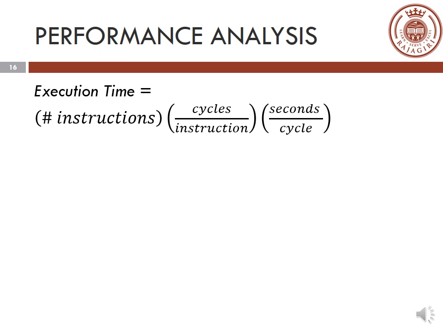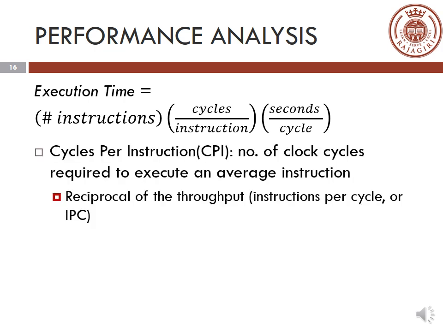That depends on the instructions. A program has a number of instructions, so the time depends upon the number of instructions. That's your first factor, multiplied by cycles per instruction. That means the average number of clock cycles required for an instruction to be executed in MIPS. That is called CPI, cycles per instruction, the number of cycles for a particular instruction.